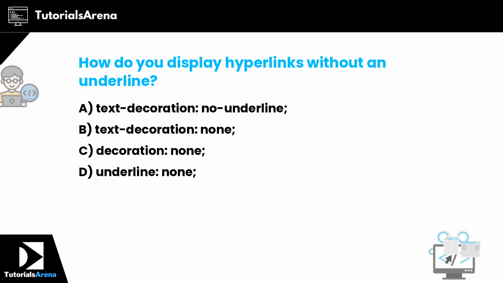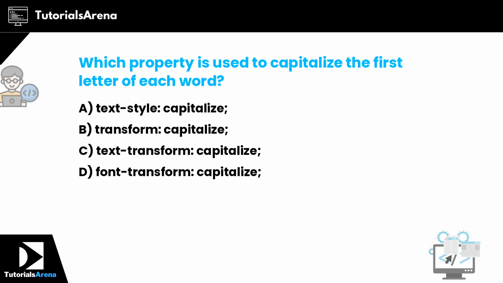How do you display hyperlinks without an underline? The correct answer is option B, text-decoration: none. Which property is used to capitalize the first letter of each word? The correct answer is option C, text-transform: capitalize.